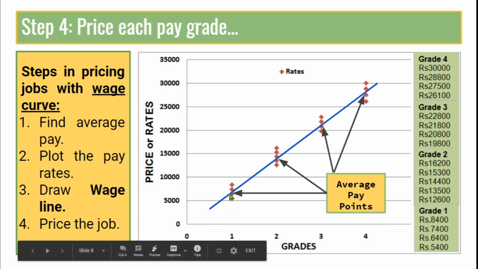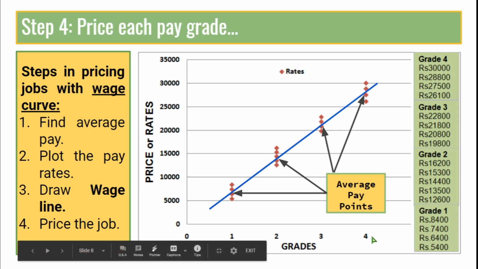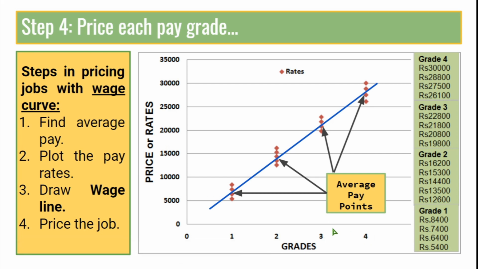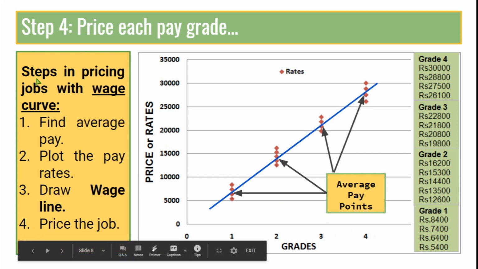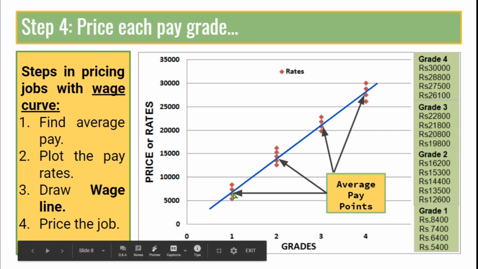Okay, let's understand how we do the pricing of different grades. Here we have taken 4 grades: grade 1, grade 2, 3 and 4, as also discussed in previous steps. There are broadly 4 steps in pricing the grades. The first is we need to find the average pay for a particular grade or group of jobs. This is what we have done in the salary survey.